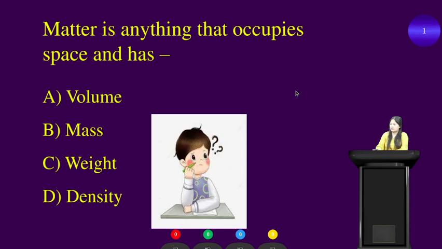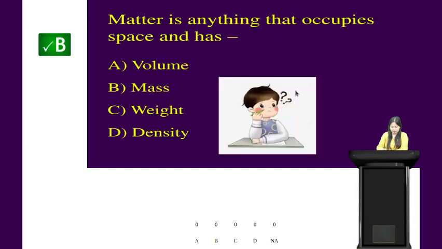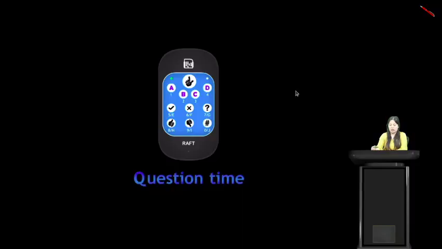All right, students, your time is up, and yes, very good. The correct answer is option B, that is mass. Matter is anything that occupies space and has mass. Now that we know what is matter, in this class we will discuss if the matter around us is pure or not.